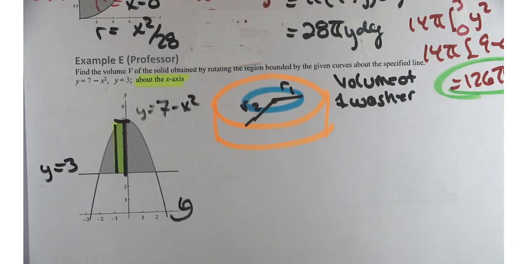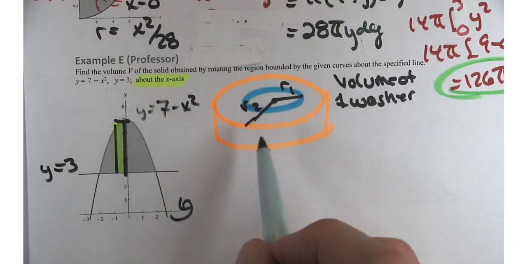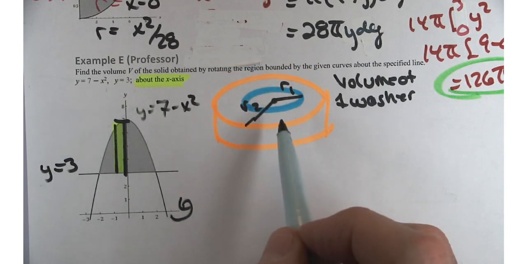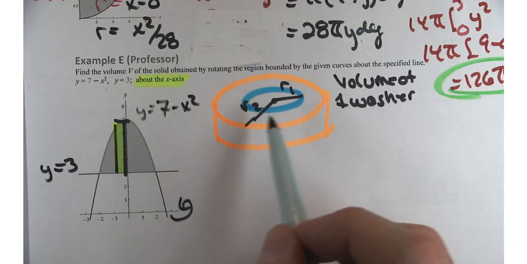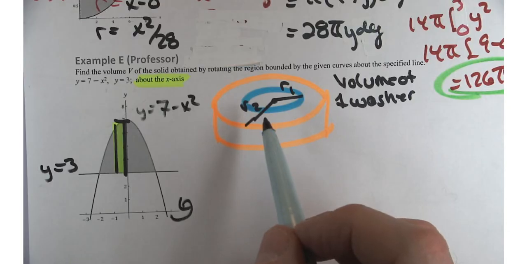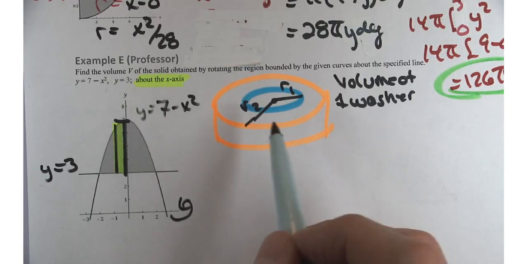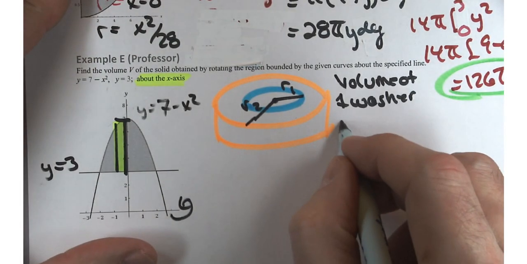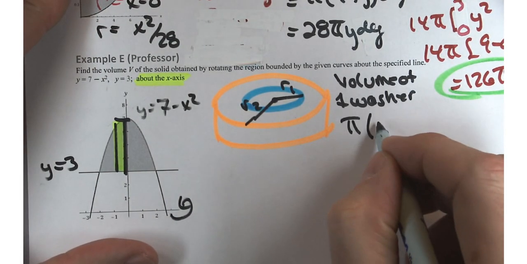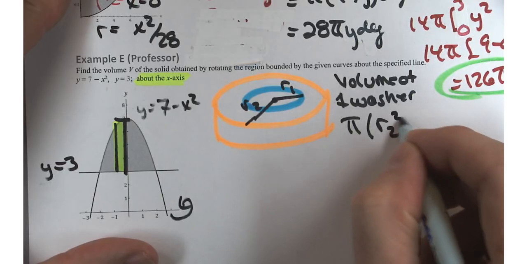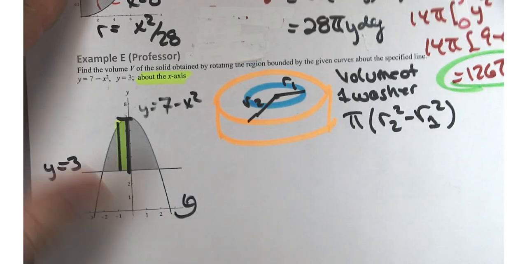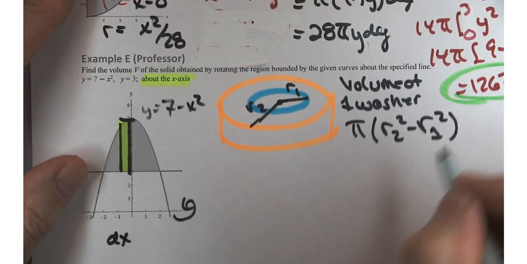Realistically, what you can think of is finding the volume of this as if it were a disk, and then subtracting out the middle piece, right? Because that's really what you've got. You've got a hole, and that hole is basically another cylinder. So this is what it's going to shake out as: pi times the outer radius squared minus the inner radius squared times the thickness, which is dx.